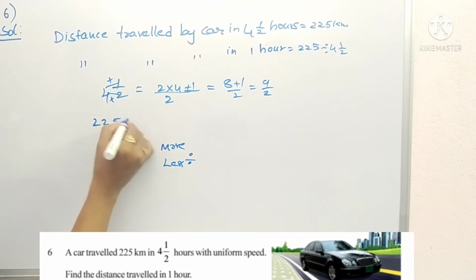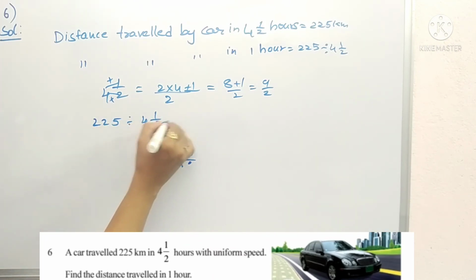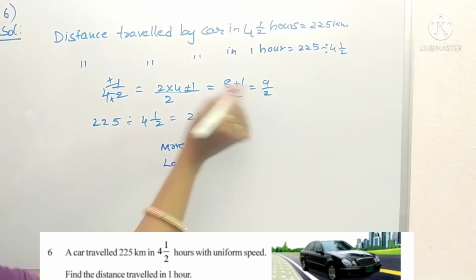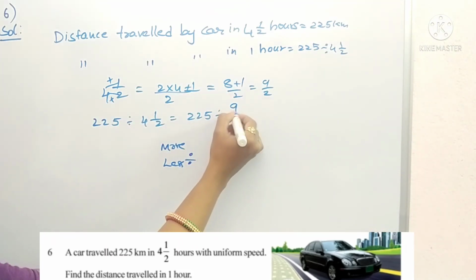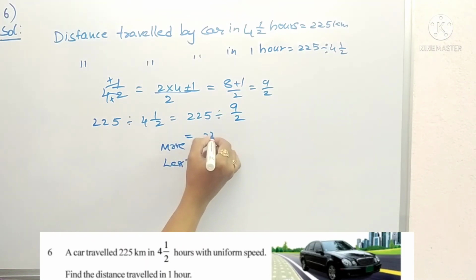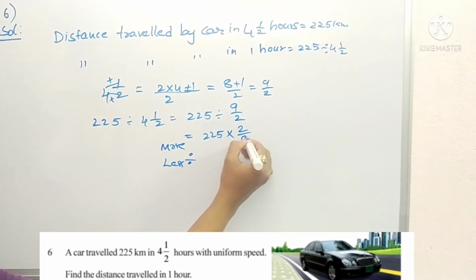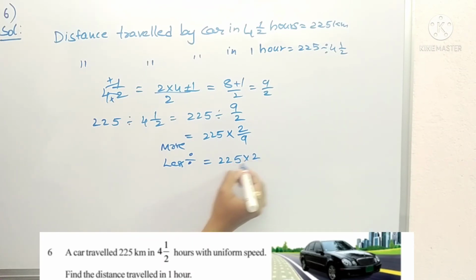So now 225 divided by 4 1 by 2 is equal to 225 divided by, in the place of 4 1 by 2 we will write 9 by 2. So 225, in the division place, into, and now this will get reversed, 2 by 9. So 225 into 2 by 9. We have to check whether this number will be divisible by 9 or not.